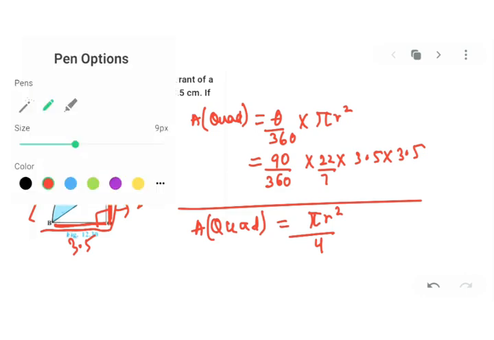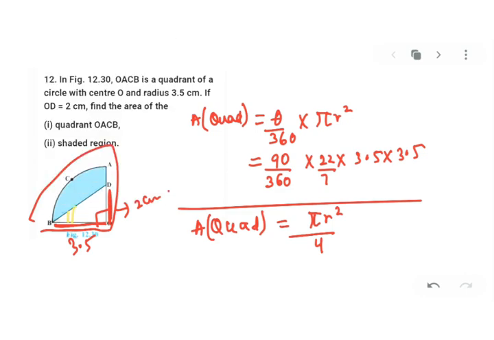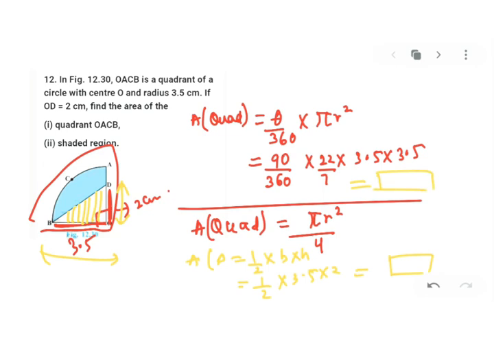Once you got the area of quadrant, my dear kids, you have to take the area of this right angle triangle. For that you have base 3.5 and your height 2 centimeters. Am I correct with this? Yes, let's also write area of triangle is equal to half base into height. That means half into 3.5 into 2. Once you got the value of this, you have to find the value of your shaded region. That means you have to subtract the area of the triangle from the area of the quadrant, and you will get your required answer.